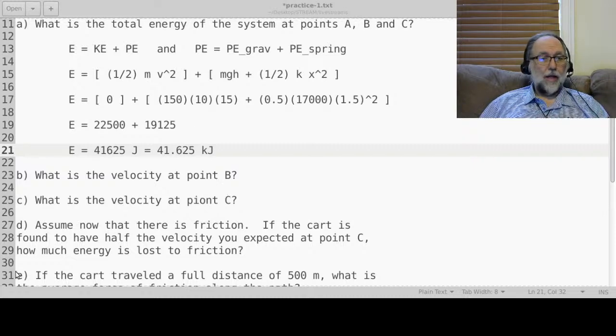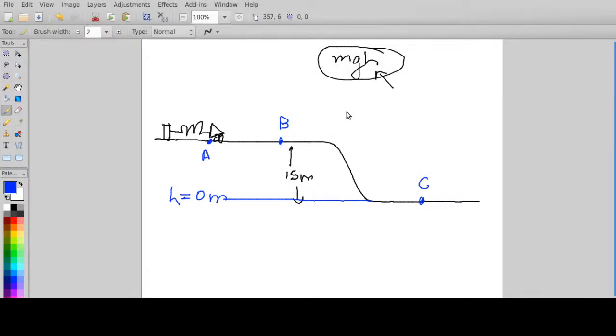Okay, so let's switch back to the diagram again. And here you say, well, where did the energy go? At point A, it was pretty obvious that the energy was all potential. It was in the spring, and it was the fact that it was up on top of a hill. Okay. At point B, you say, well, where is the energy now?